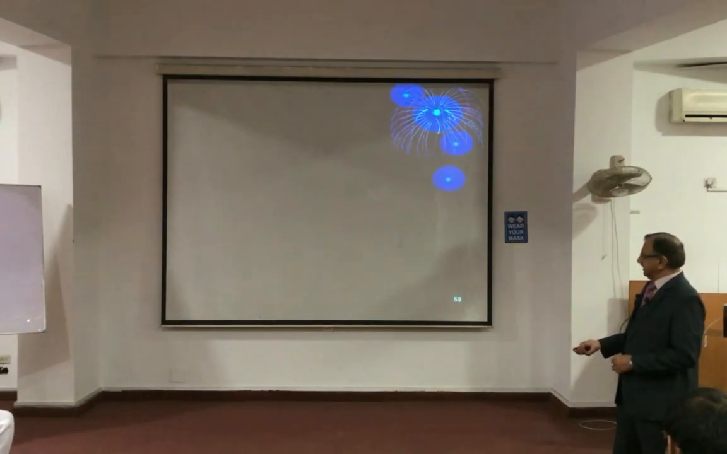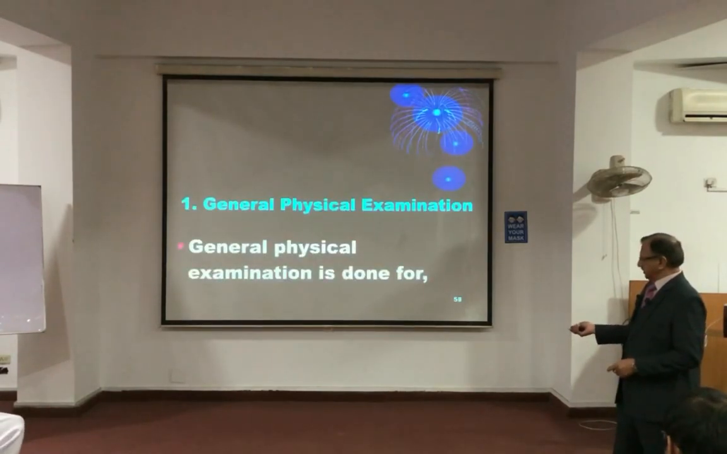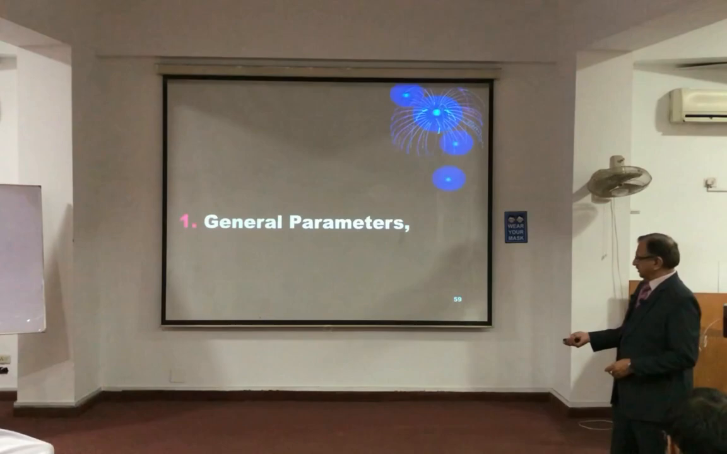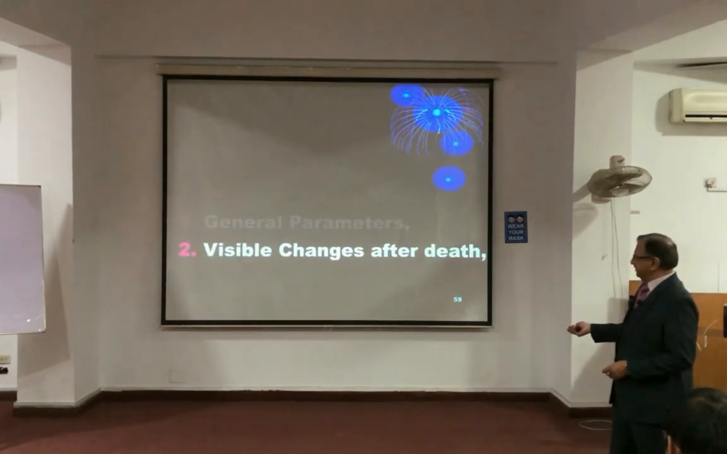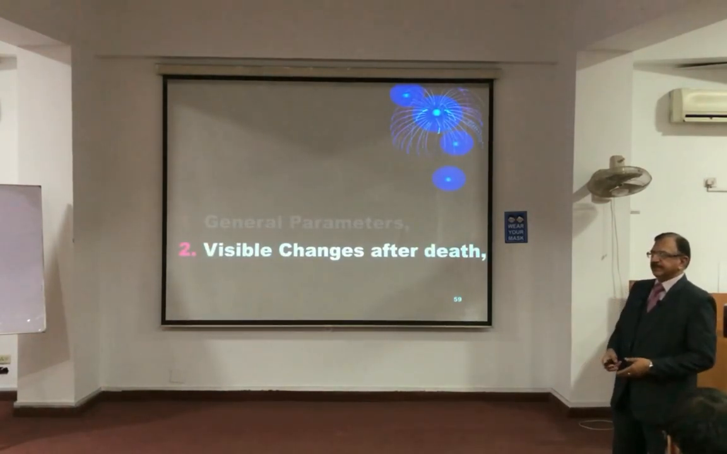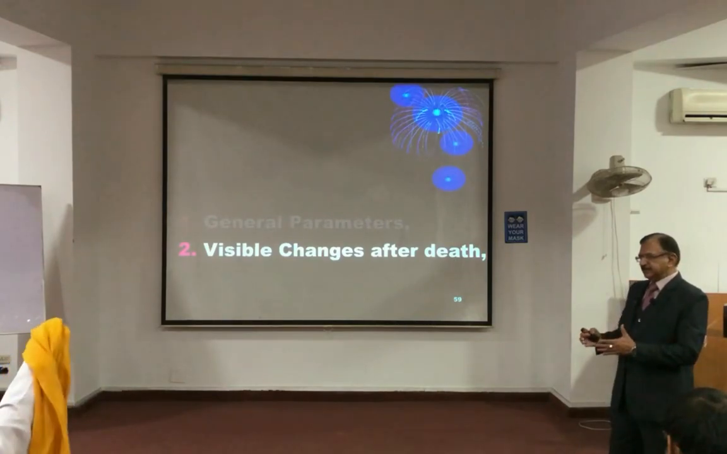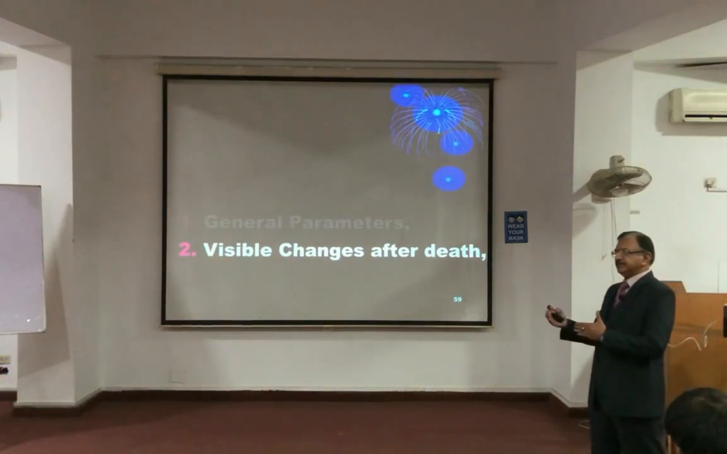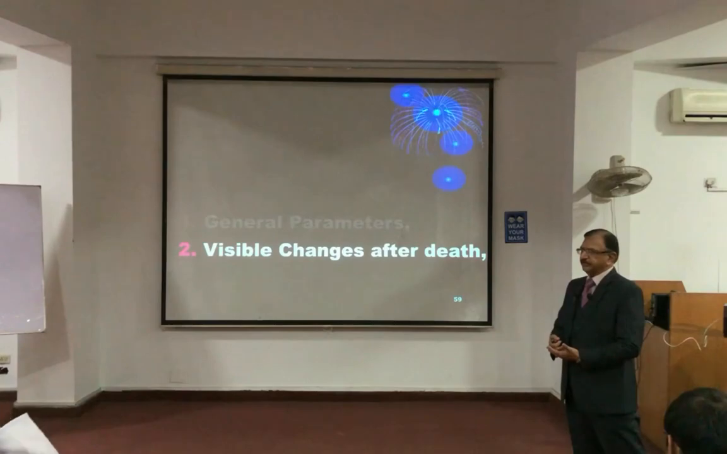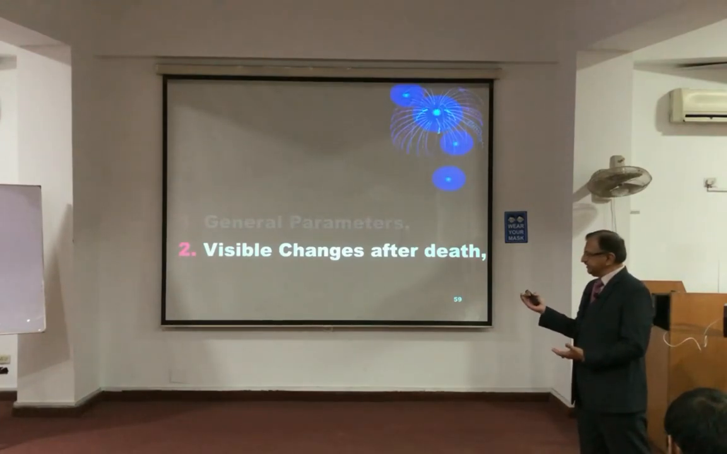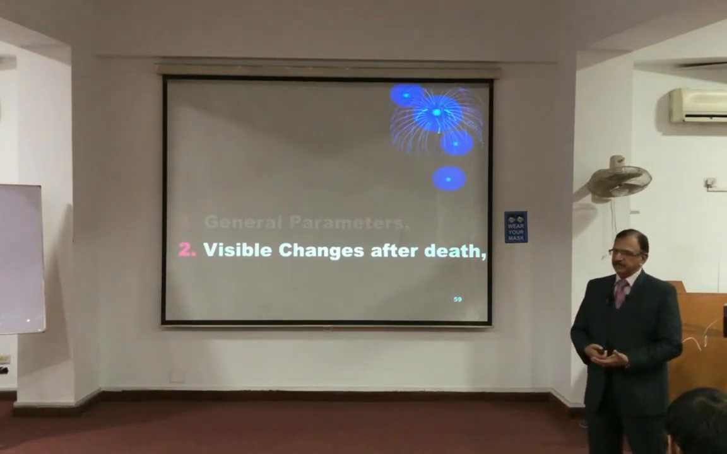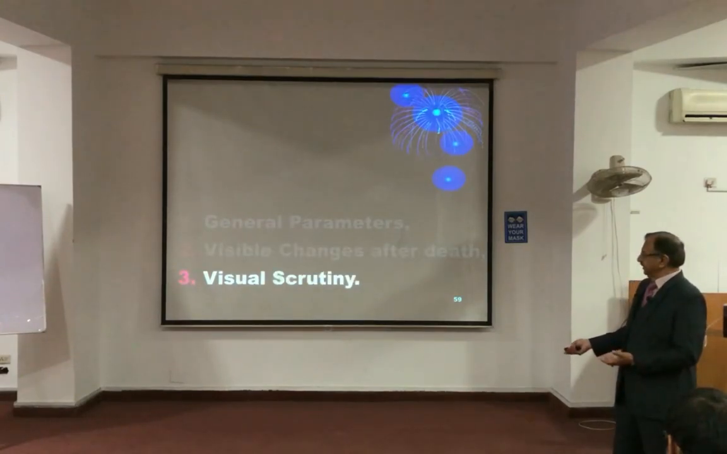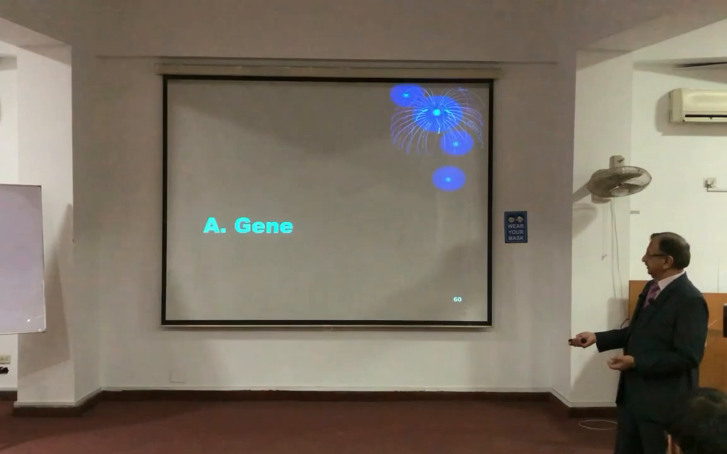Now the general physical examination, this is a general description, then the visible changes which you are eliciting on the body. And these changes are usually the changes which appear after death. And from those changes, we can estimate the time since death. Then visual scrutiny, we will scrutinize each and every site.